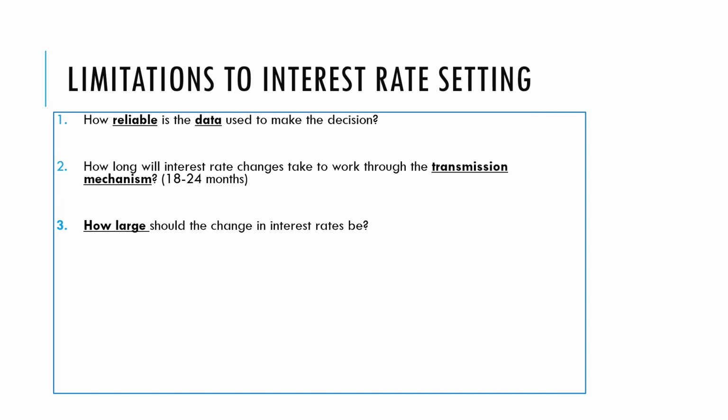Another question is how large should the change in interest rates be? 1%, 0.5%. This is a judgment call by the MPC. Also, sometimes by reducing inflation, we also lead to a fall in economic growth. And so often there's a trade-off: by meeting one objective, i.e. lower inflation, we might be sacrificing another objective, e.g. economic growth.